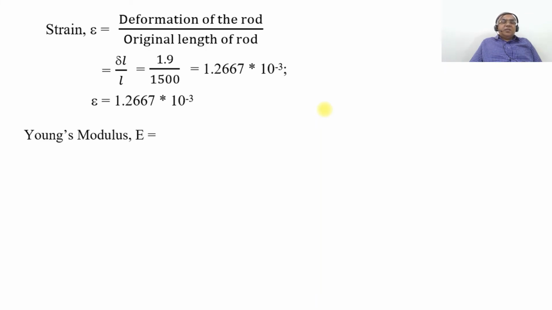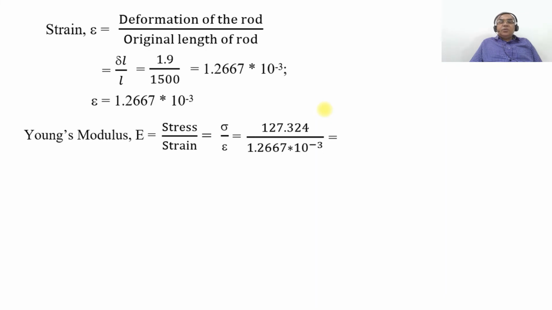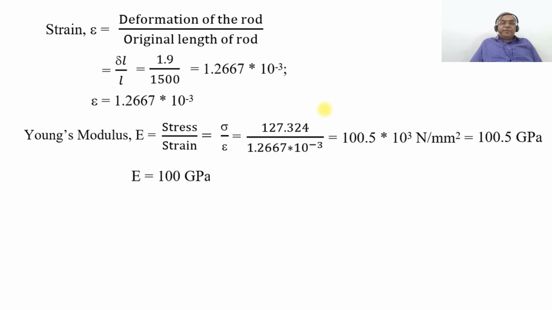So what is Young's modulus? Young's modulus is nothing but the stress by strain, which is sigma by epsilon. You substitute the calculated values of sigma and epsilon, and you can get directly the Young's modulus. So that is 127.324 divided by 1.2667 into 10 to the power of minus 3. On simplification, you are going to get it as 100.5 into 10 to the power of 3 Newton per mm square, that is equal to 100.5 GPa. That is, E approximately will be equal to 100 GPa.